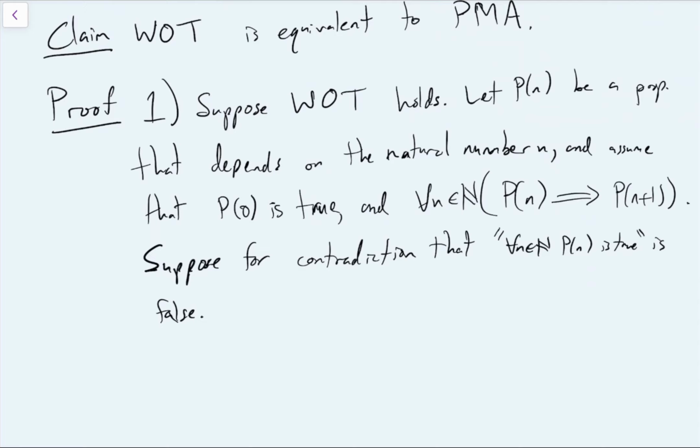What would it mean for this statement to be false? What does it mean for the statement "for all n in N, P of n is true" to be false? What that means is that there has to exist some natural number n such that P of n is false. If there didn't exist any natural number n such that P of n was false, then it would be the case that for all natural numbers n, P of n would be true. And conversely, if for all natural numbers n, P of n is true, then there does not exist a natural number n such that P of n is false. So saying that "for all natural numbers n, P of n is true" is false is the same as saying that there exists a natural number n such that P of n is false.